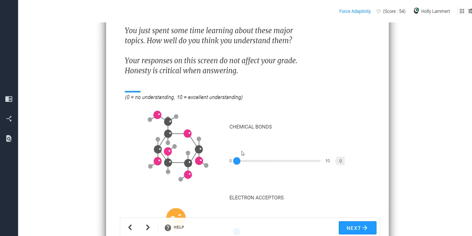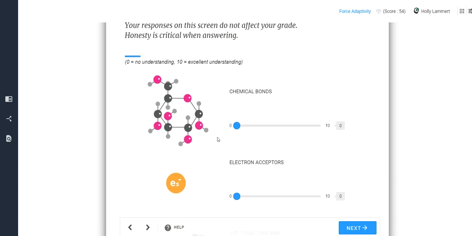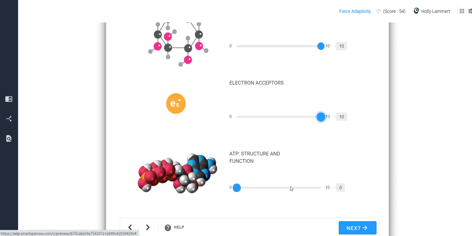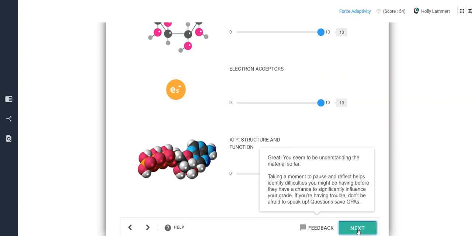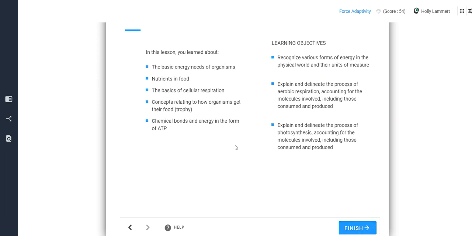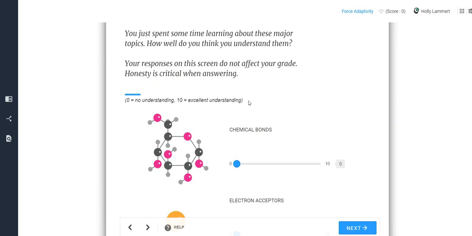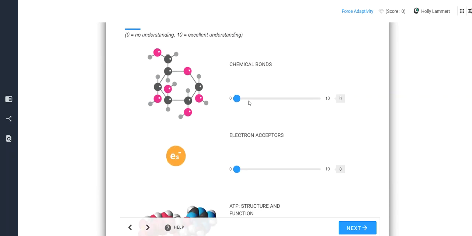Okay, so we just spent some time learning about these major topics. How well do you think you understand them? Chemical bonds, electron acceptors, ATP structure and function. And I would take a minute there. I didn't really take so much of a minute. But if you want, if you're taking notes along with us, you might want to pause and look over your notes.